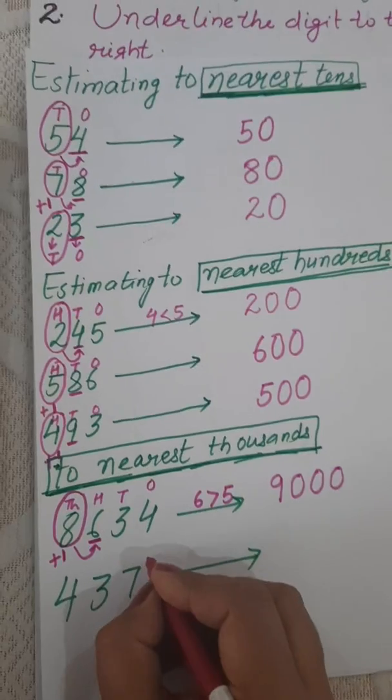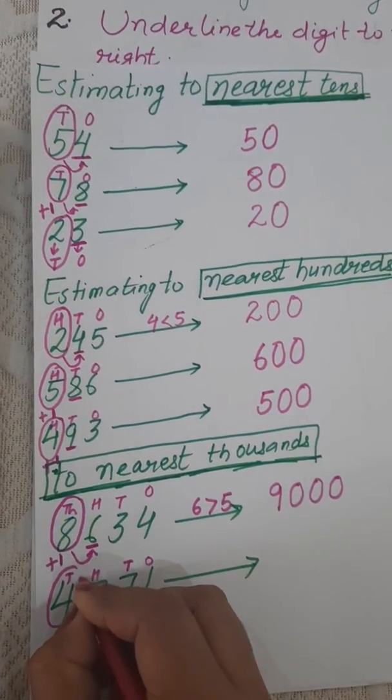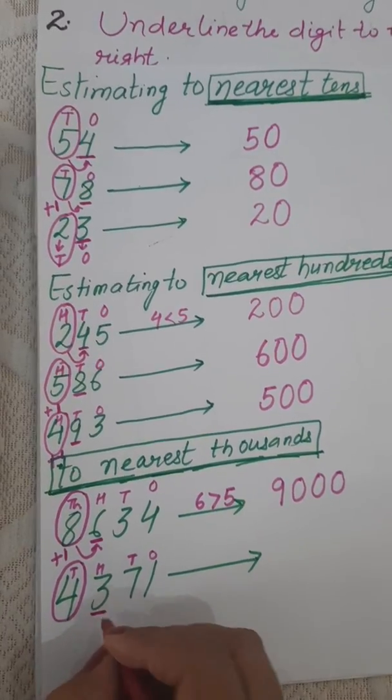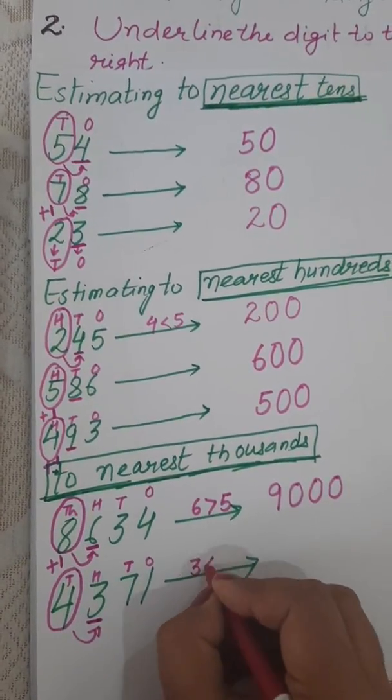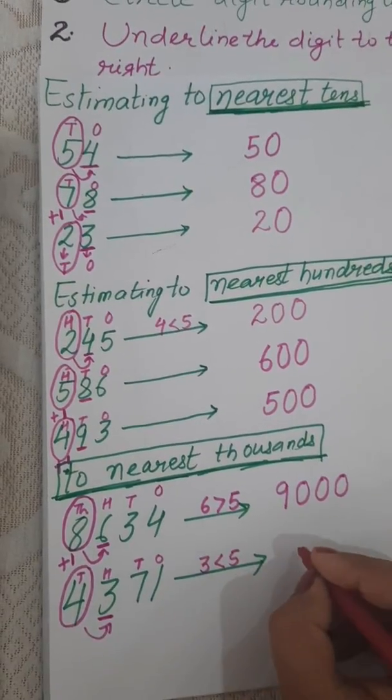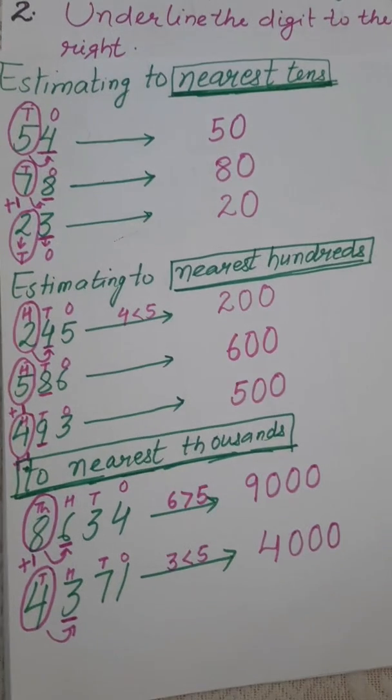Now next, again ones, tens, hundreds, thousands. Circle the digit you are rounding to, underline the digit to the right. This is 3, and 3 is less than 5, so it remains the same, which equals 4,000.